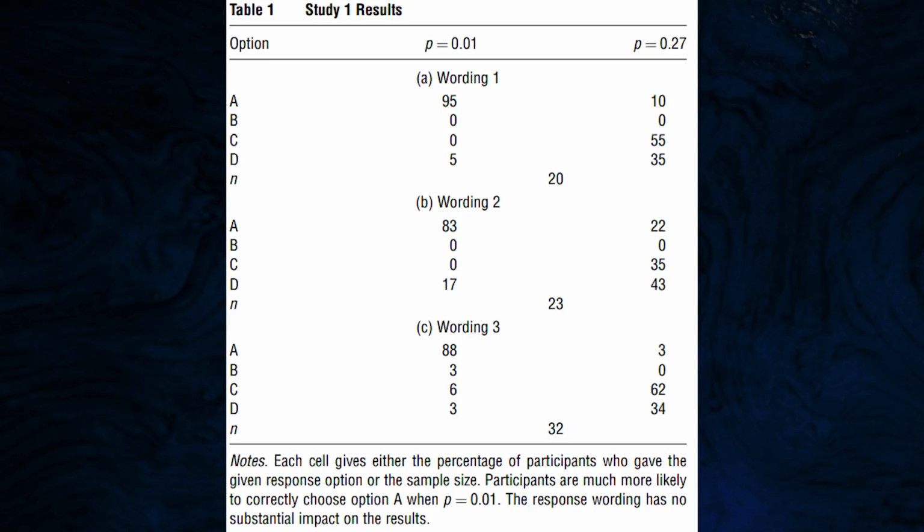to the results. When the authors were presented the data with a p-value of 0.01, they answered A, the correct answer, 95% of the time, 83% of the time, and 88% of the time. Pretty good. Perhaps not as high as you'd hope, but pretty good. When the p-value was 0.27, they answered A, only 10%, 22%, and 3% of the time.